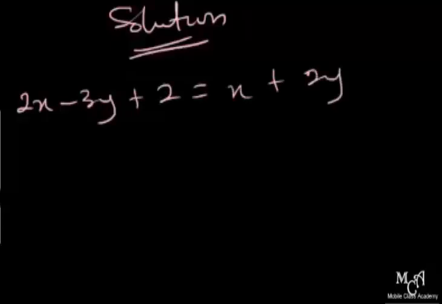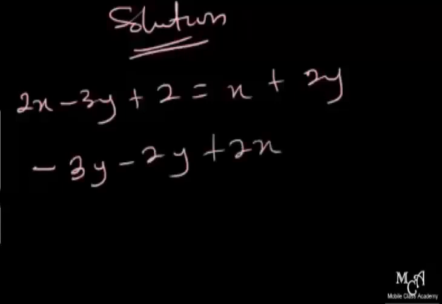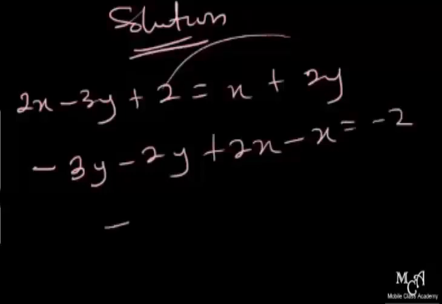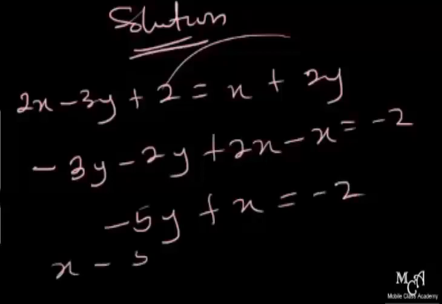So I'll collect like terms, take 2y here. So I have minus 3y minus 2y, and then I have plus 2x here. Take this one here, it becomes minus x, and then take this one here, it becomes minus 2. So this gives me minus 5y plus x, because minus 3y minus 2y is minus 5y, and 2x minus x will give me x, which is equal to minus 2. So this gives me x minus 5y equal to minus 2. So this is our new equation 1.